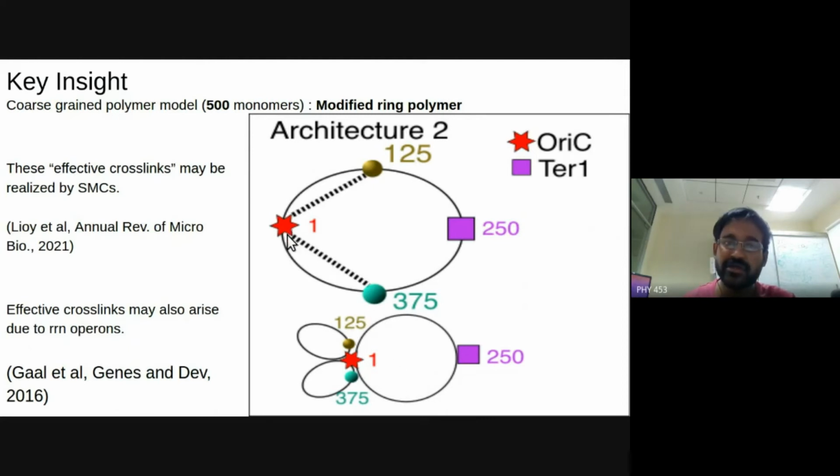So we cross-link certain monomers along the chain. For example, here we cross-link monomer 1 and 125 and 1 and 375. Monomer number 1 is, by the way, connected to monomer number 500 because it's a ring polymer. We denote ODC as monomer number 1 and the TER as monomer number 250. Using this mechanism of cross-linking, one ends up with two small loops and a bigger loop. This looped architecture will have consequences with regards to loci localization.